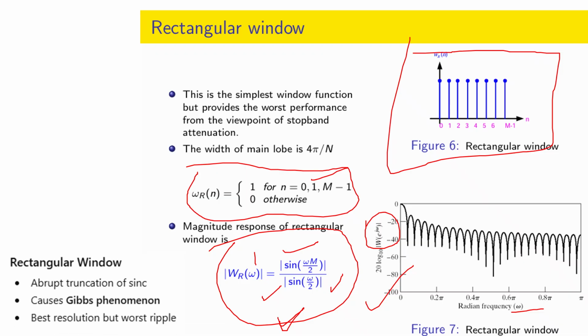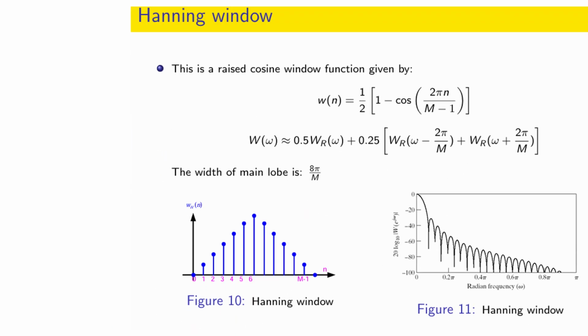Okay, so what is the important thing? Abrupt truncation of the sinc then causes Gibbs phenomena. Here you can see the Gibbs-like multiple oscillations are there. It has good resolution, and this is a very simple technique to design, but the ripple is very high, so vast ripple is there in this case. So okay, so we'll design the next type of the window.